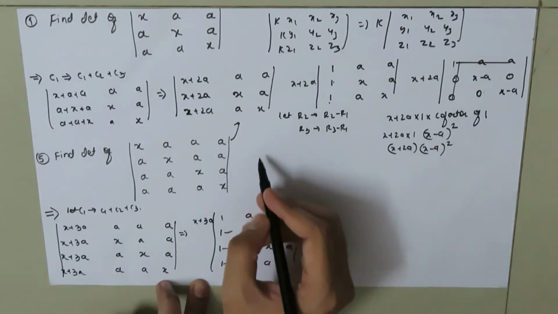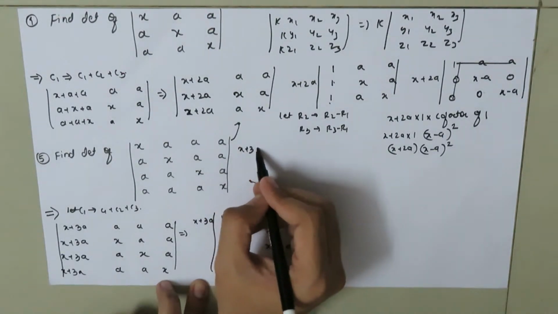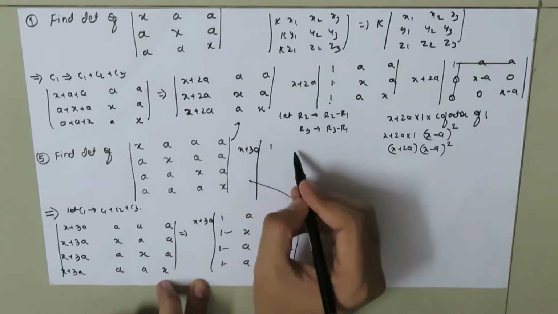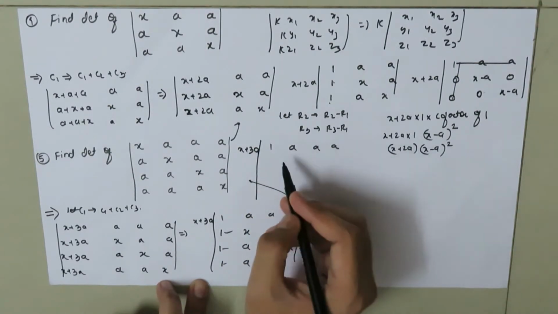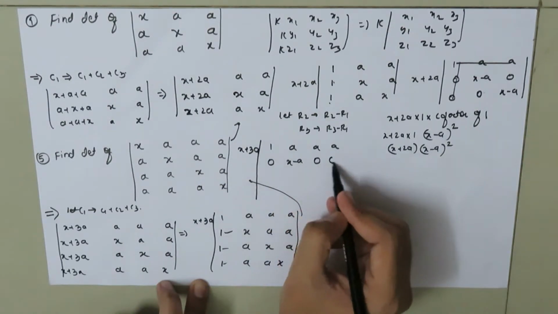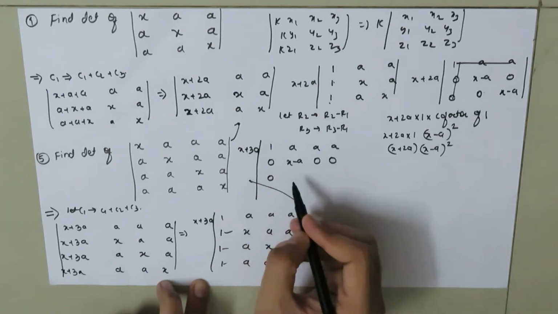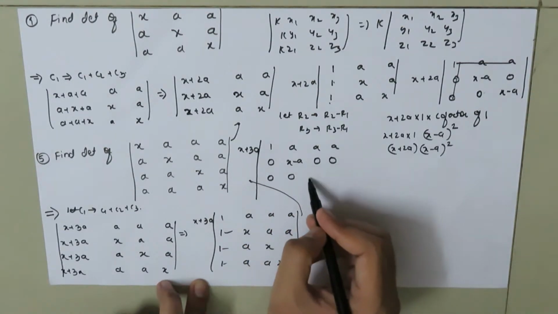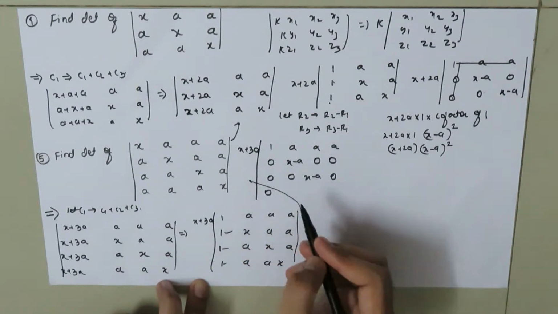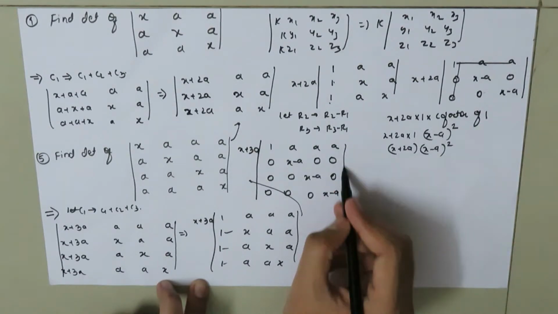So I will write this here. This can be written as x plus 3a multiplied by 1, a, a. This will be 0, x minus a, 0 and 0. When we perform the row operation, this will be 0, 0, x minus a, and here we have 0, 0, 0 and x minus a.